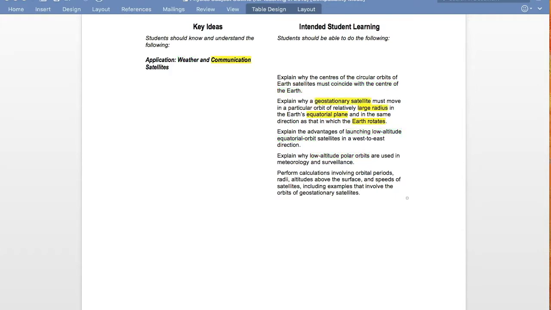Communication satellites, however, have a geostationary orbit. This is important because it means that its period of rotation, or its orbit, is 24 hours. So the effect is that it is also going to have a very large radius relative to the other types of satellites, and must rotate in the Earth's equatorial plane and in the same direction as the Earth rotates.